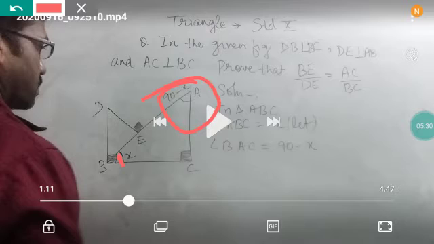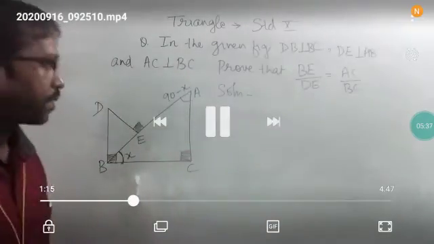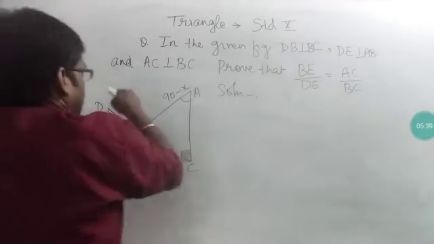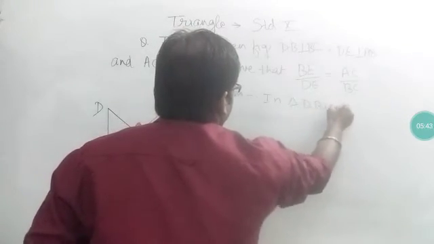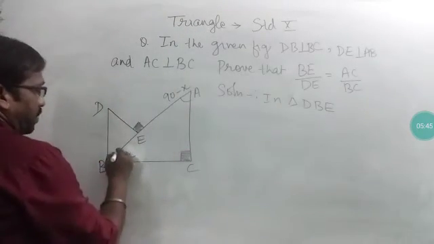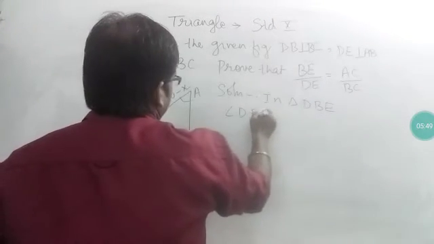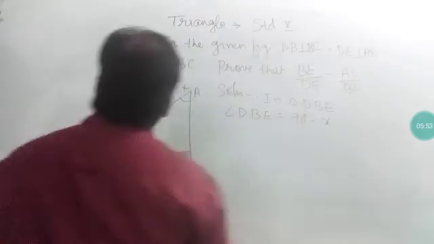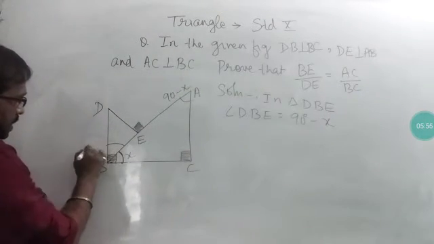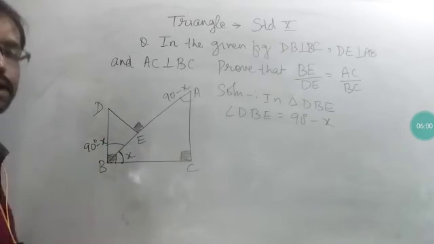We have done this. Understood? Very good. Now what? Now we will go to this small triangle, triangle DBE. Same situation is also here. Now one angle is 90 degrees. So angle DBE is equal to the angle which I have drawn just now, I am writing it also, that is equal to 90 minus x.